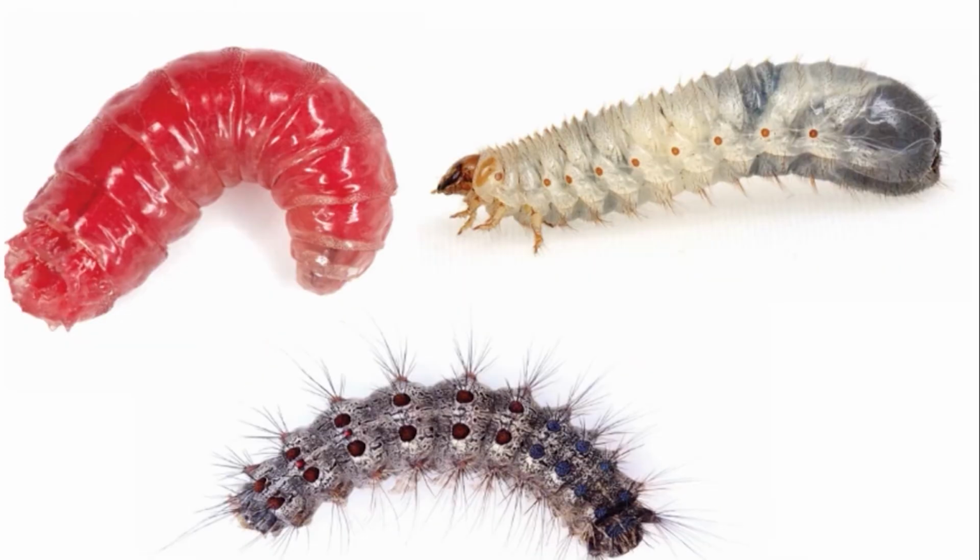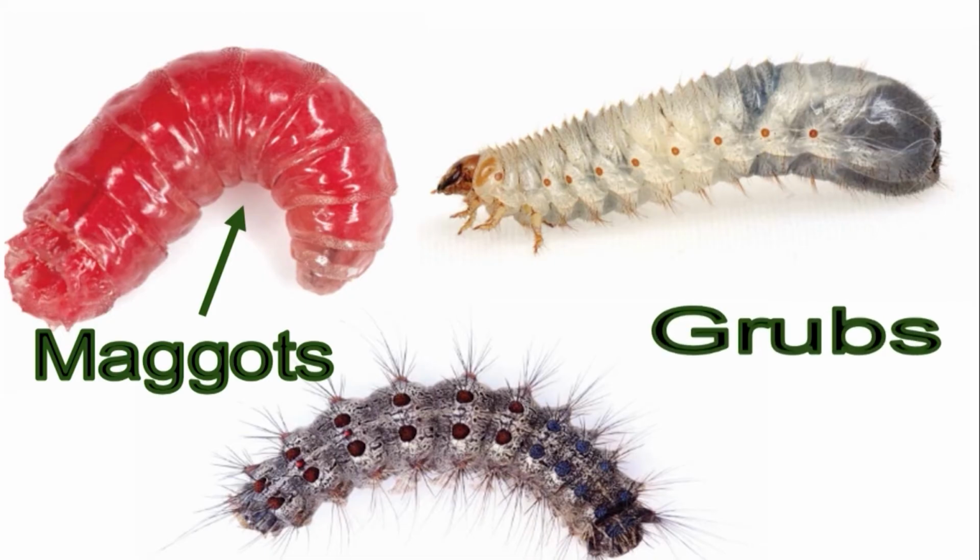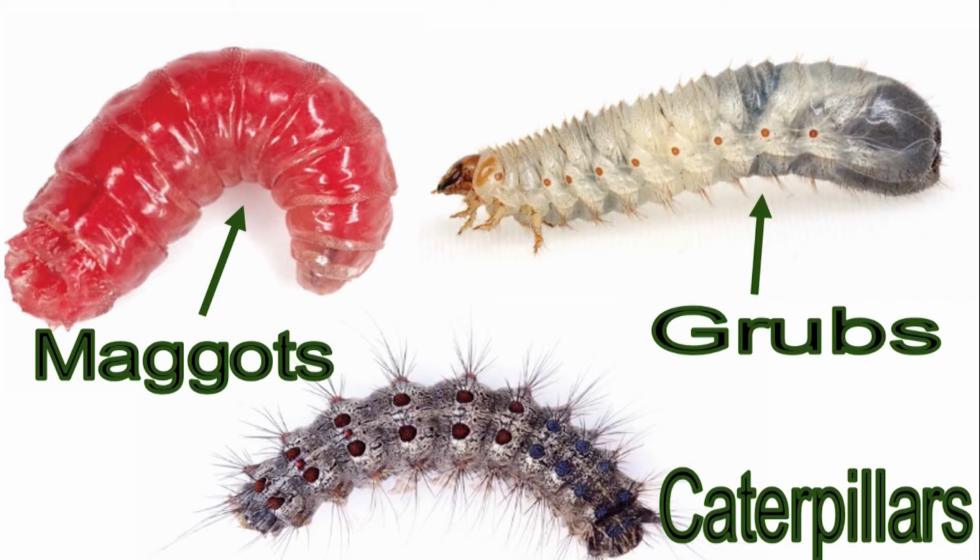Fly larvae are called maggots. This is a fly larva. This is a maggot. Beetle larvae are called grubs. Here is a picture of a grub. And the larvae of butterflies and moths are called caterpillars. You will see at the bottom a picture of a caterpillar.